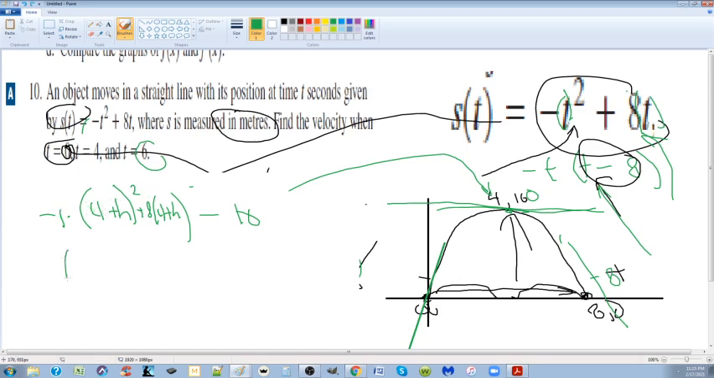So what's 4 plus h squared? It's 16 plus 8h plus h squared, and all of it's going to get multiplied now by minus. So that's going to become minus 16, minus 8h and minus h squared. And I didn't do a very good job. There we go. Like that. All of it, plus 8 times 4 plus h, minus 16. And did I do that right? Let's see.